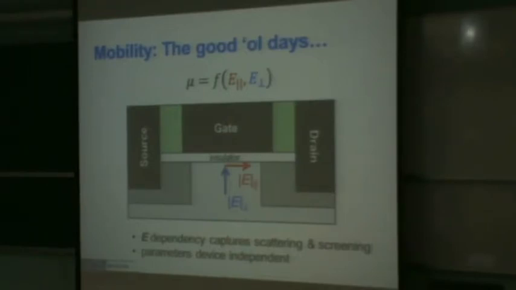So we ran your drift diffusion simulations, and you could basically just look at every point in the device, look at the parallel field and the perpendicular field, and then put the mobility there. And then you can talk about universal mobility. There are different approaches, but this approach actually worked pretty well. Okay, so that was then.